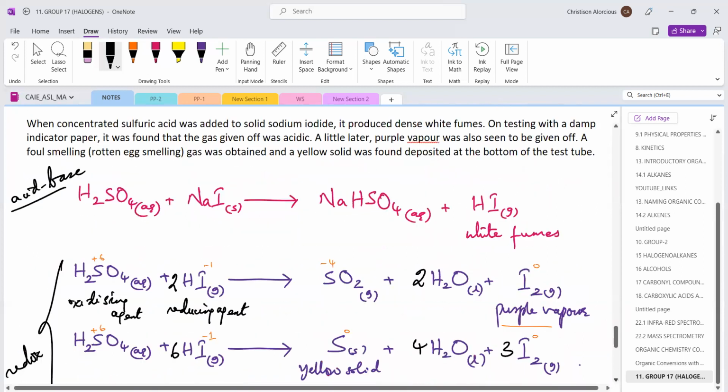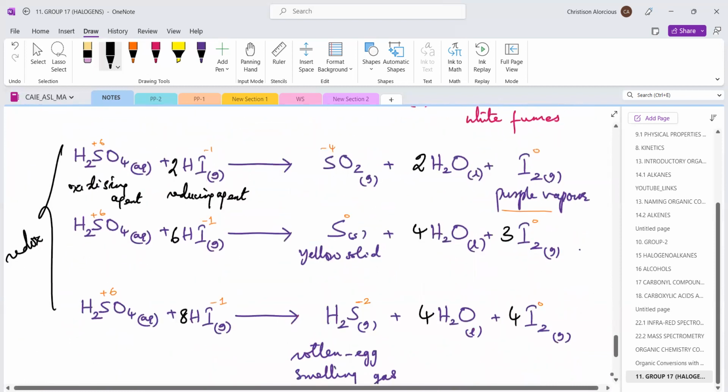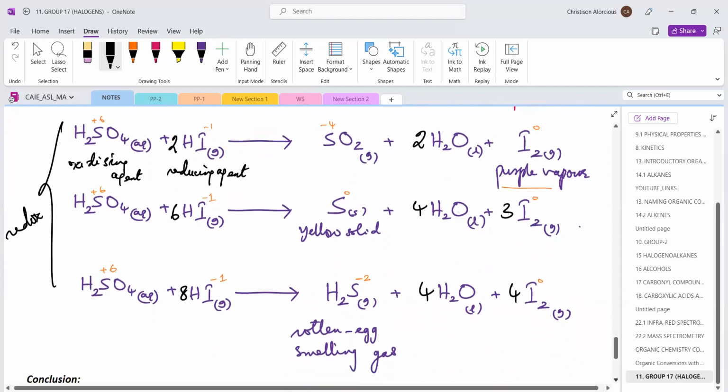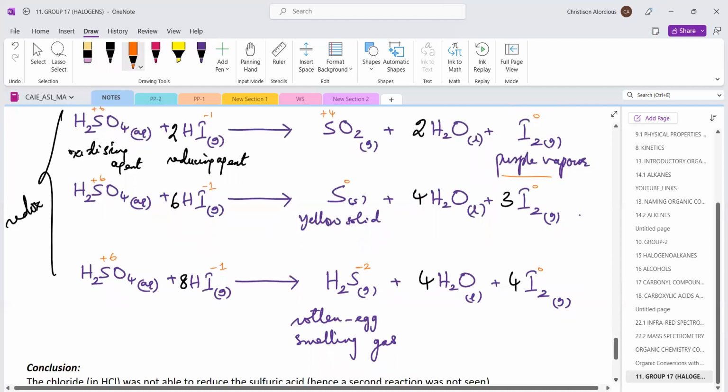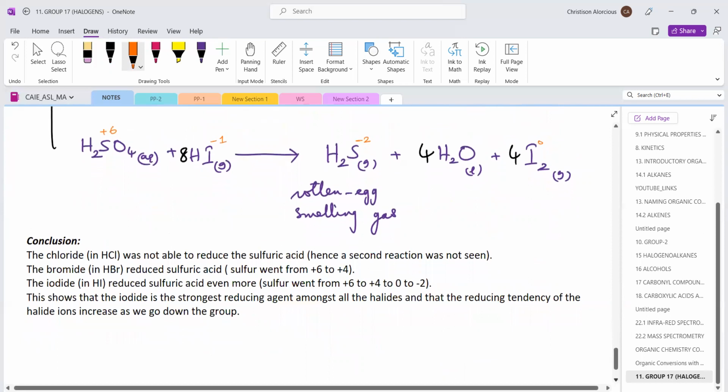So there's no point bothering about the fluorine right now. But the iodide reduced the sulfur in the sulfuric acid from +6 to +4, from +4 to 0, all the way up to -2. So it went from +6 to +4 to 0 to -2. At the end, it's gone from +6 to -2, which is what? Jumping about 8 units, 8 oxidation units. That tells us that the iodide is the strongest reducing agent of the 3 that we've seen here.